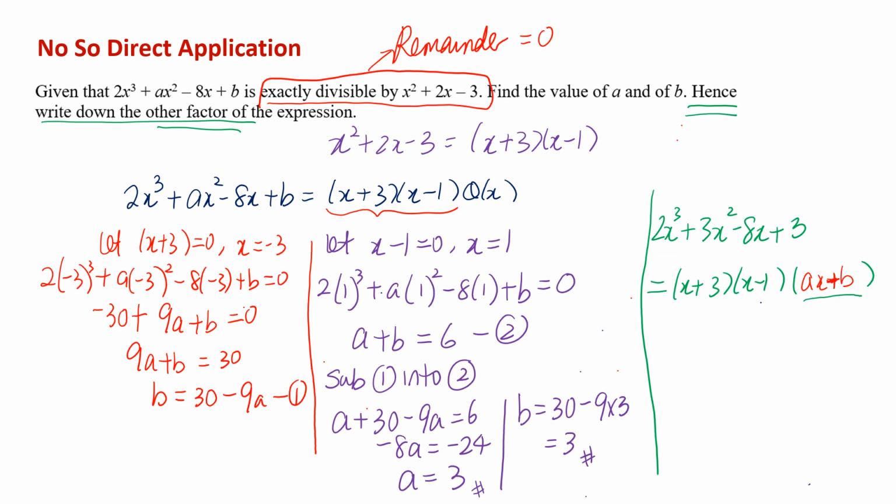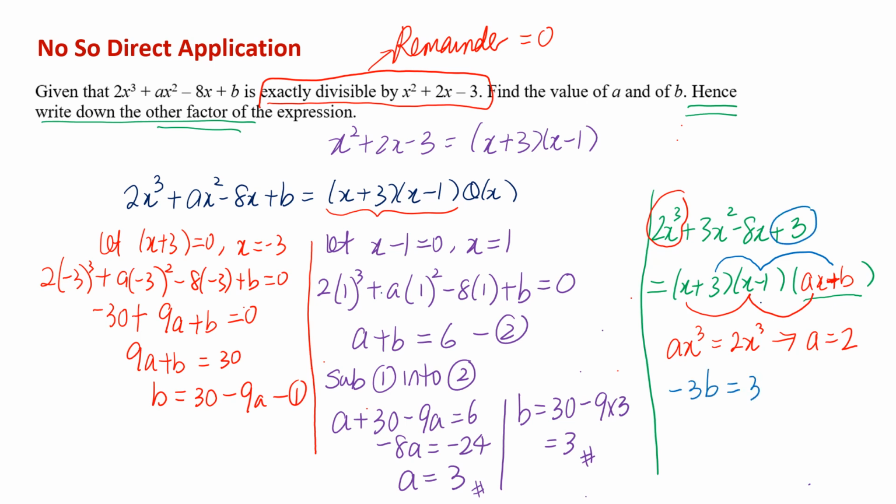Right. So how do I get this first term? You get it by taking x times ax, right? So that will give you ax cubed. So ax cubed is equals to 2x cubed. So from there, a is equals to 2. Okay, you get it? And then you take 3 times negative 1 times positive b. That will give you negative 3b, right? That will be equals to your last constant term here, which is 3. From there, your b is negative 1.